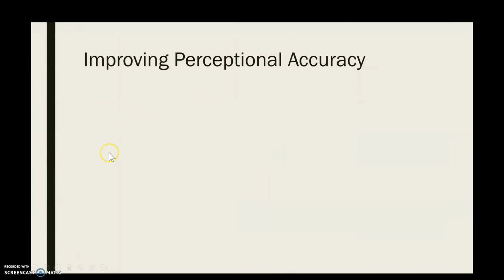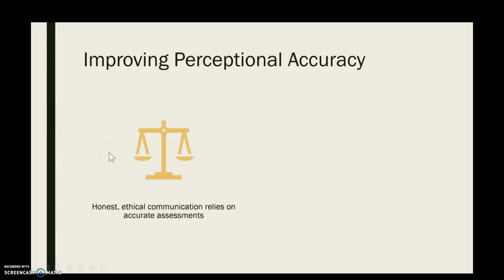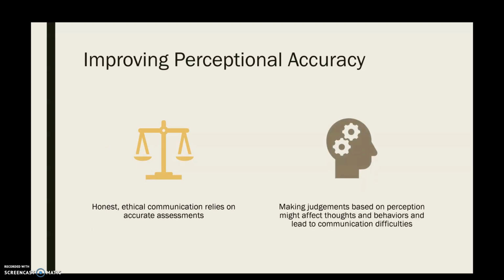So how do we improve perceptual accuracy? Well, honest, ethical communication does rely on accurate assessments. We want to be as honest about what we're seeing in other people as we can be. And making judgments based on perception might affect thoughts and behavior to lead to communication differences, or worse, it could lead to those isms.